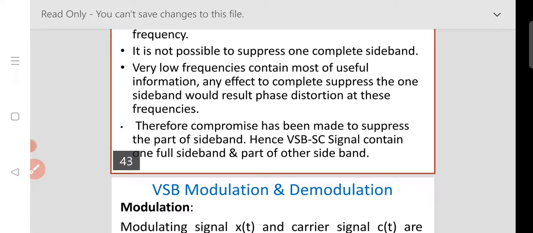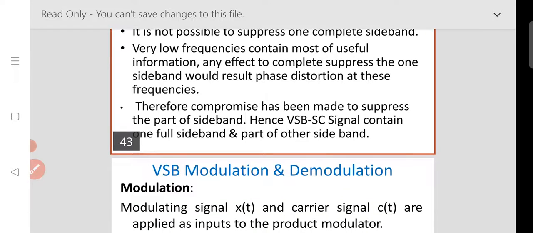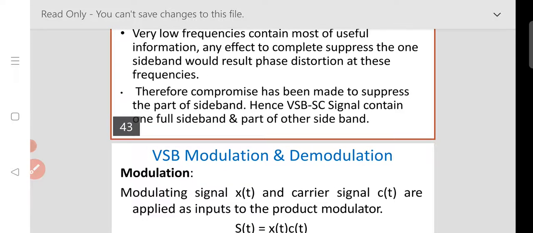Very low frequencies contain much useful information. Any attempt to completely suppress one sideband would result in phase distortion at these frequencies. This point is similar to what we discussed already. Therefore, a compromise has been made to suppress only part of the sideband.